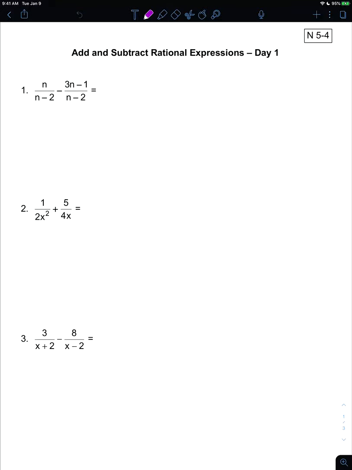Okay, so today we're going to add and subtract rational expressions. And when we talk about rational expressions, all we're talking about is complicated fractions. Okay, so let's just review. How do you add and subtract just regular fractions?